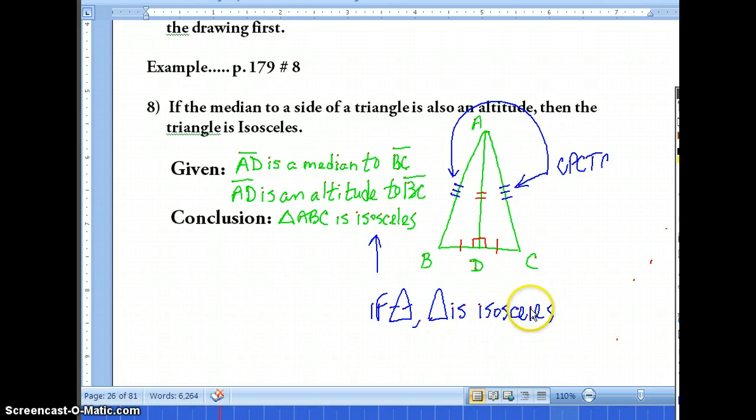Now, just so we're clear, we could have stated the base angles were congruent instead. We could have stated angle B and angle C are congruent because of CPCTC. And if that's the case, then we would have had the triangle isosceles because if arcs, the triangle is isosceles.